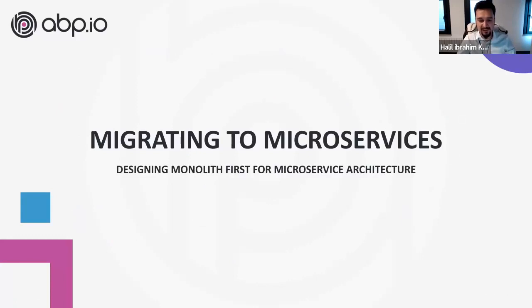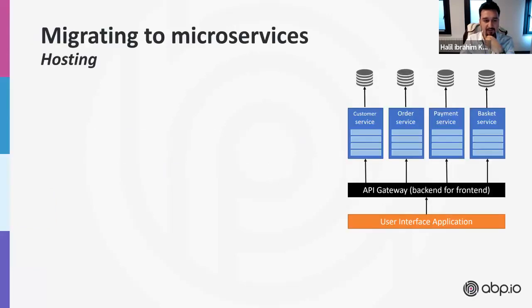Okay, we have designed our monolith application as modular, so it can then migrate to microservices much easier than not designing this, keeping this in mind. Let's go to the second part and see how to migrate to microservices.